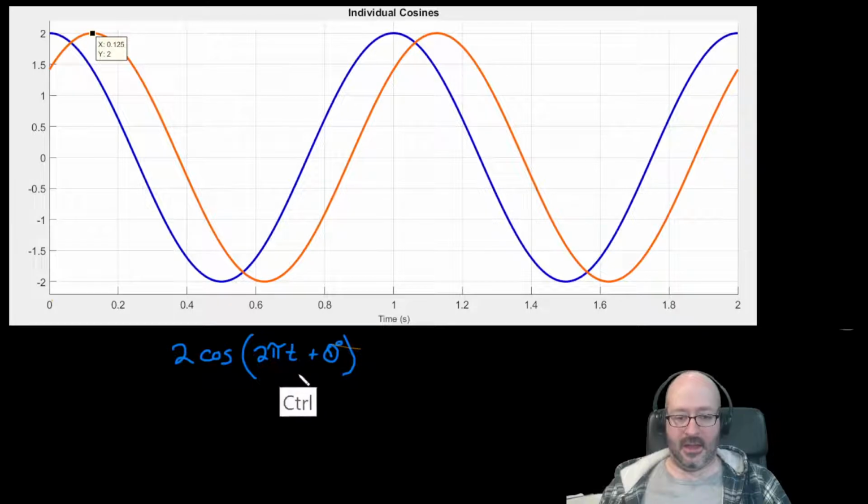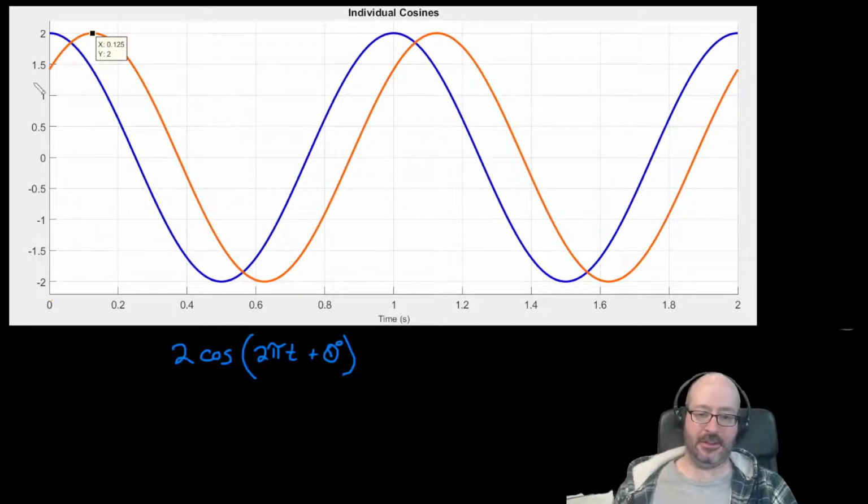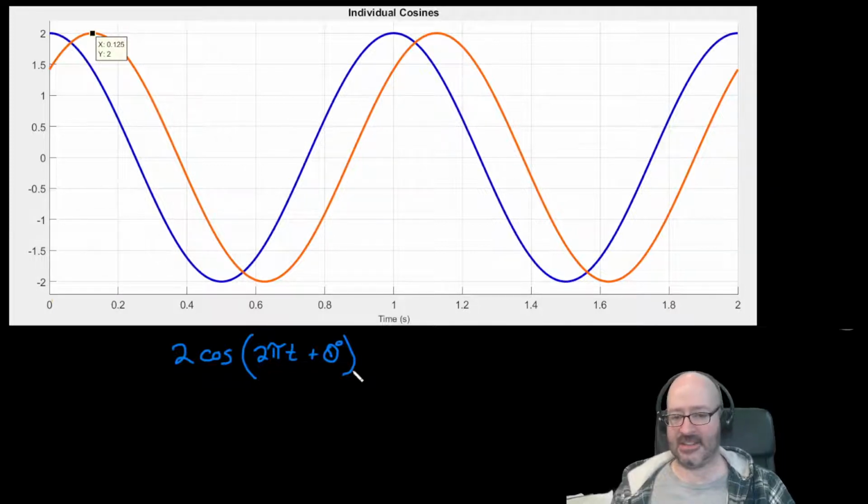I gave it an angular frequency of 2 pi radians per second, just so we get one full period in 1 second. It's just easy to look at. And then it has a phase shift of 0. When the phase shift is 0, I expect the positive peak to be right here at t equals 0.